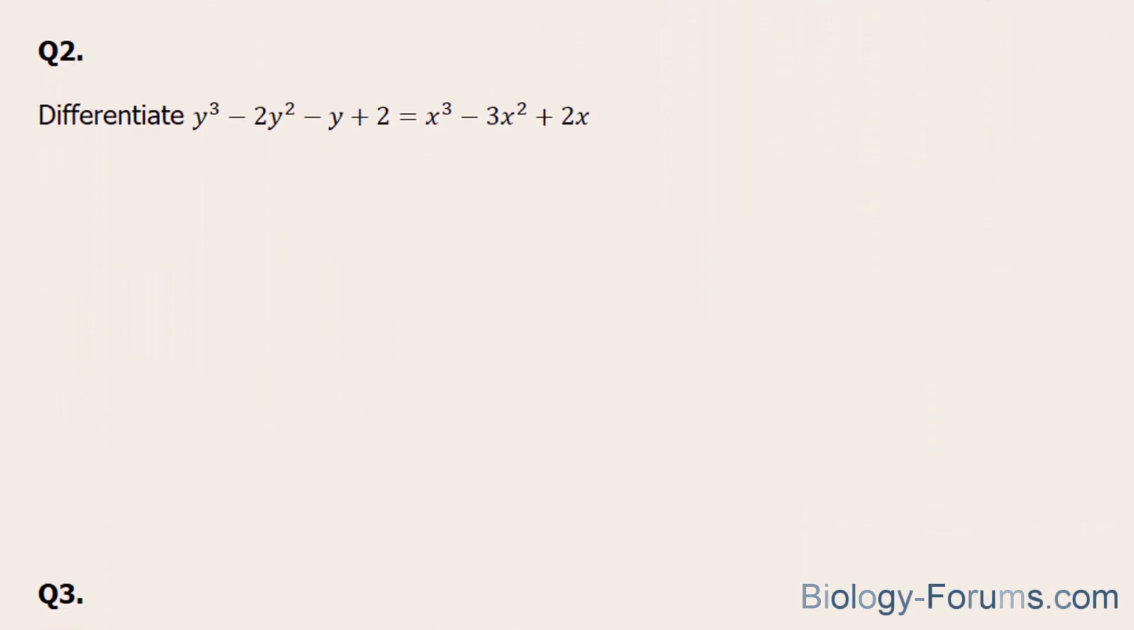In this question, they're asking us to differentiate this equation. Once again, we'll start with the left side and then make our way over to the right side. On the left side, we have y to the power of 3, which becomes 3y to the power of 2 dy over dx. This becomes negative 4 because we're using the power rule. Bring this 2 down. 2 times 2 is 4. Y dy over dx. This becomes negative dy over dx. There's a 1 there. And that 2 goes to 0.